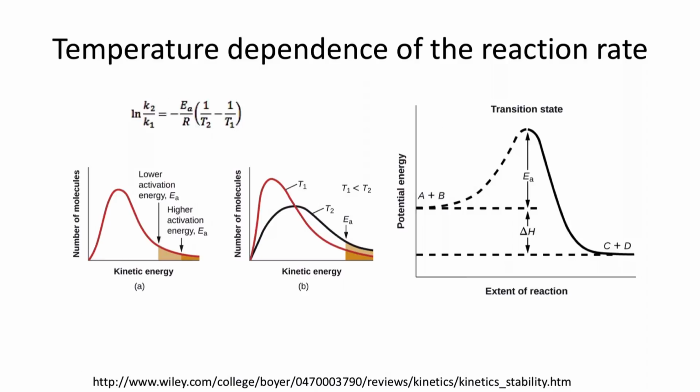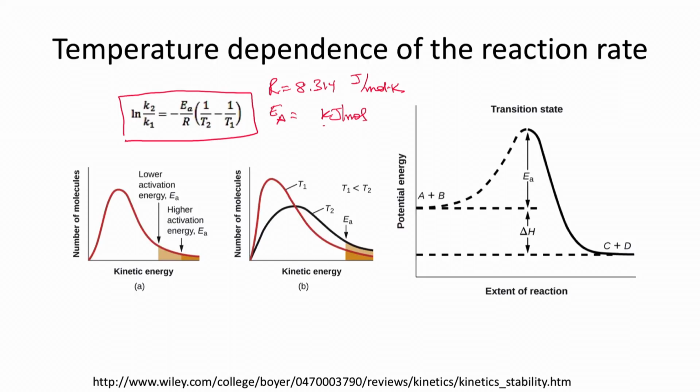The Arrhenius equation says that the natural log of the quantity K2 over K1 is equal to minus activation energy over R times the quantity 1 over T2 minus 1 over T1. If I use this formula, I have to make sure that I use the right units. R is going to be 8.314 joules per mole Kelvin. Activation energy typically is in kilojoules per mole, so make sure you convert, multiply by 1,000 to go from kilojoules to joules.